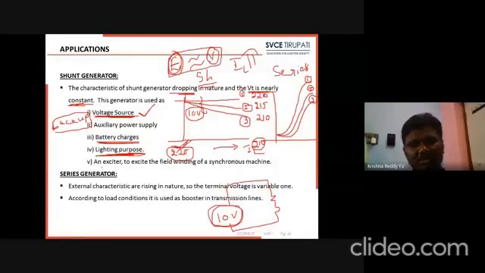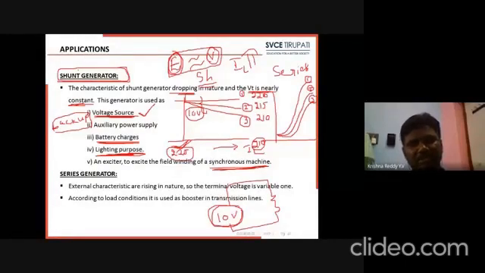These are also some applications. In case of synchronous machines, in order to excite the field winding, we are using a DC shunt generator. From no load to full load, only a small amount of change in voltage occurs in a DC shunt generator. That's why the terminal voltage is always constant.